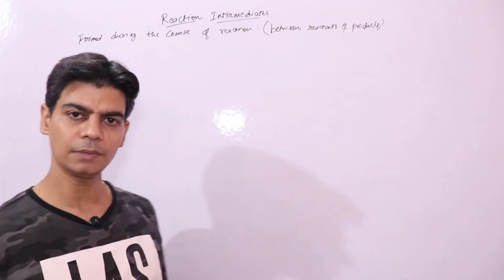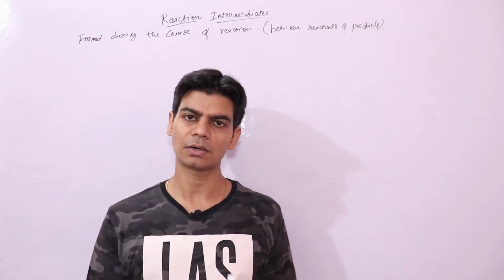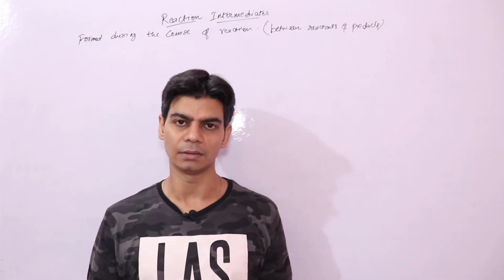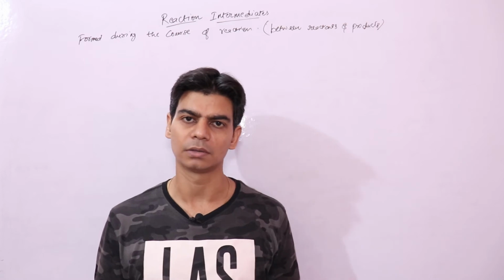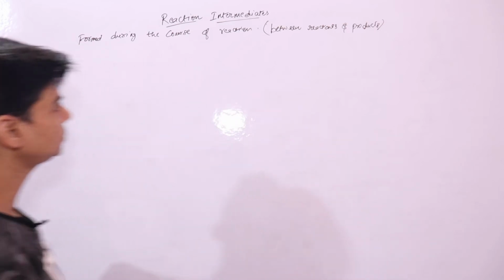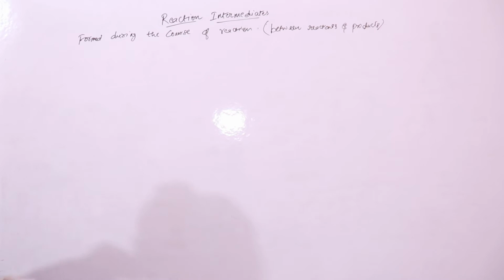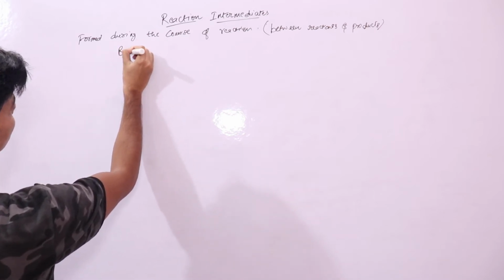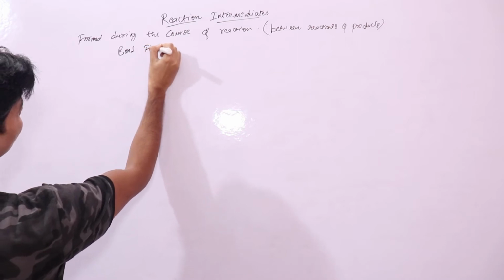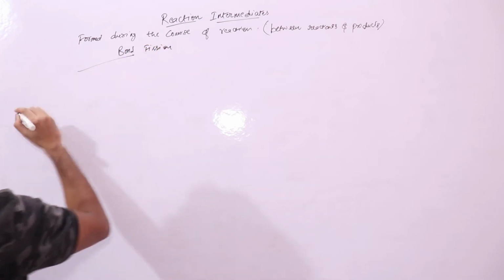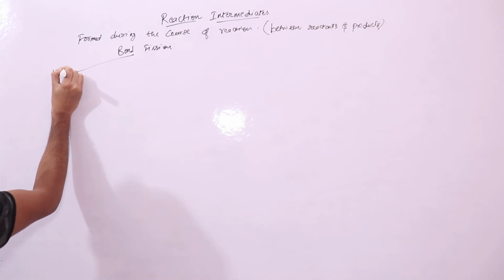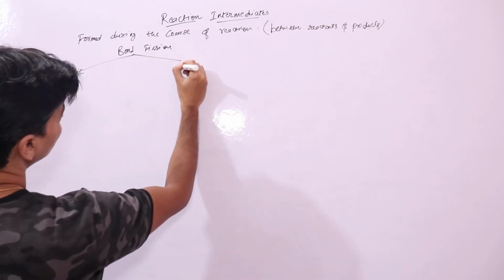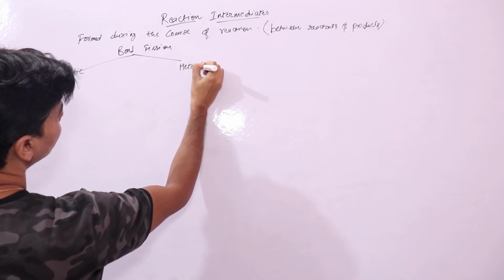Now in this video lecture, we will look into the structure of these reaction intermediates, their reactivity order, and their stability. So you have bond fission. Bond fission is of two types: homolytic bond fission and heterolytic bond fission.